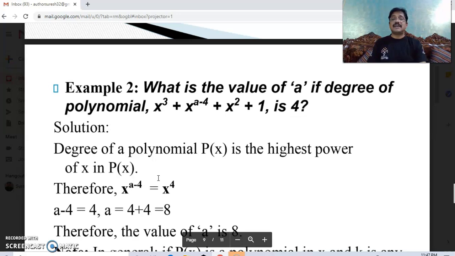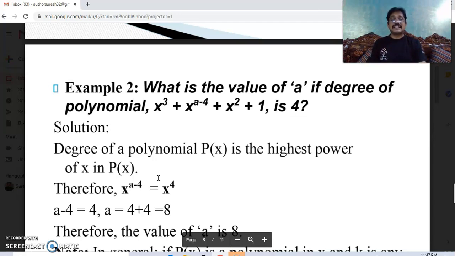Once again, I will read the polynomial: x cube plus x power a minus 4 plus x square plus 1. So here the degree is 4. You have to find the value of a. X cube plus x power a minus 4 plus x square plus 1, the degree of the polynomial here is 4.